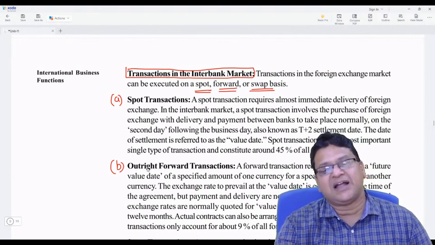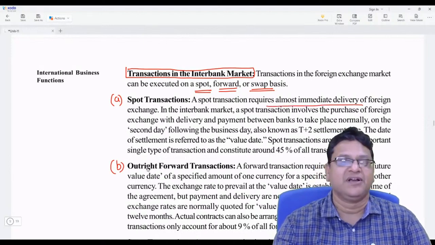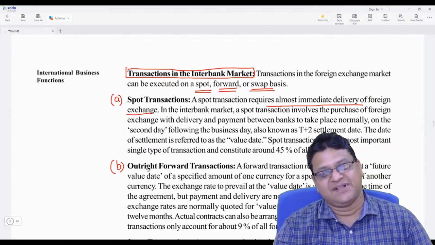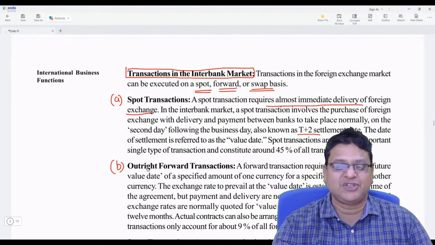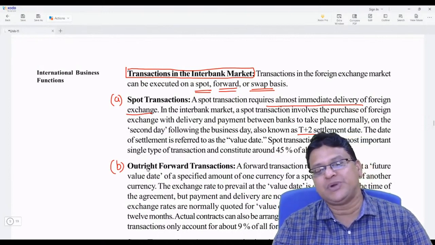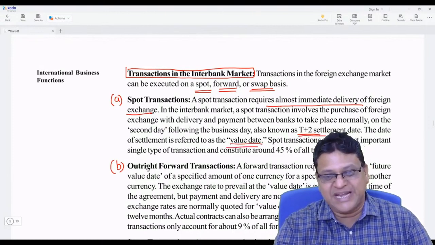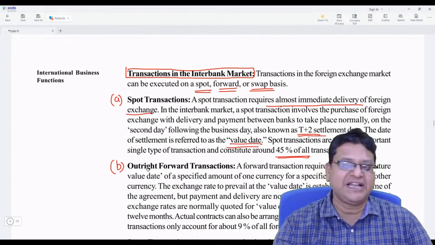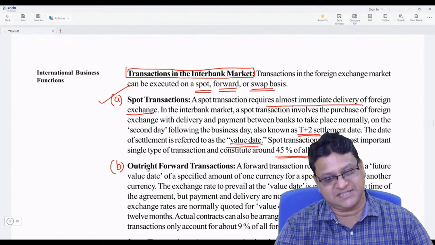Spot transactions are those transactions which require immediate delivery of foreign exchange. Immediate means T+2 delivery. If you make the contract today, your payment and delivery will be made within 2 days. That is T+2 settlement, the value date settlement. Mostly 45% of foreign exchange transactions are made on a spot basis.